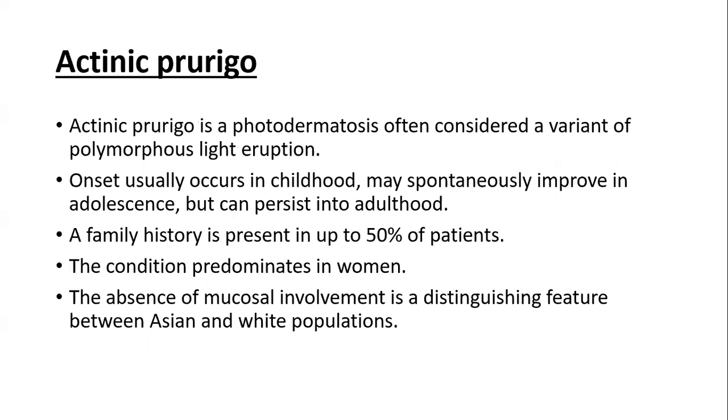Now, the second condition is actinic prurigo involving the lips. It is also a photodermatitis and is considered to be a variation of polymorphic light eruption. Onset is in childhood and spontaneously improves in adolescence but can persist in adult life. A family history is present in 50% of the patients. The condition predominantly affects women. The absence of mucosal involvement is a distinguishing feature between Asian and white populations.